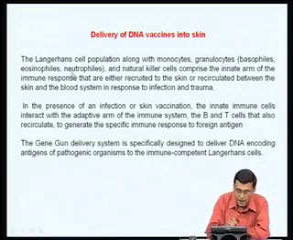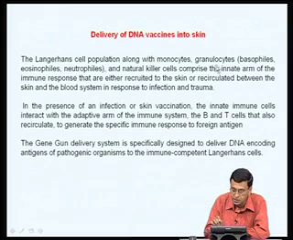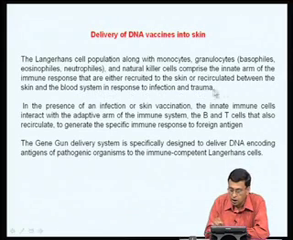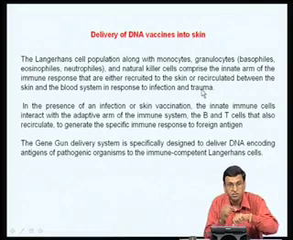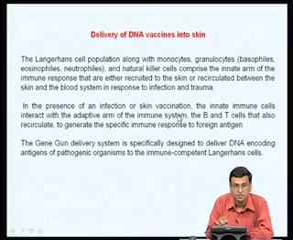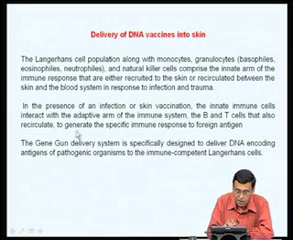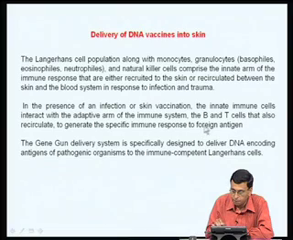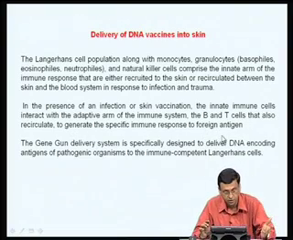So, the Langerhans cell population along with monocytes, granulocytes and natural killer cells comprise the innate arm of the immune response that are either recruited to the skin or recirculated between the skin and blood system in response to infection or trauma. Even by injecting, you are actually creating a trauma. So, in the presence of an infection or a skin vaccination, the innate immune cells interact with the adaptive arm of the immune system, the B and T cells that also recirculate to generate a specific immune response to foreign antigen.